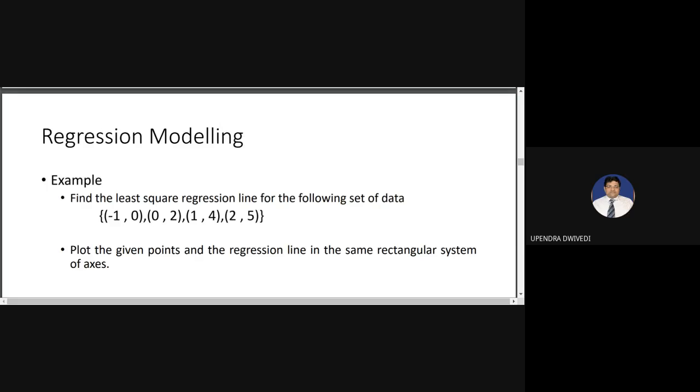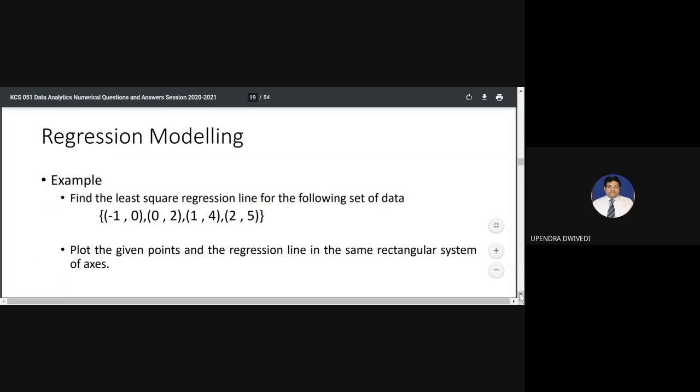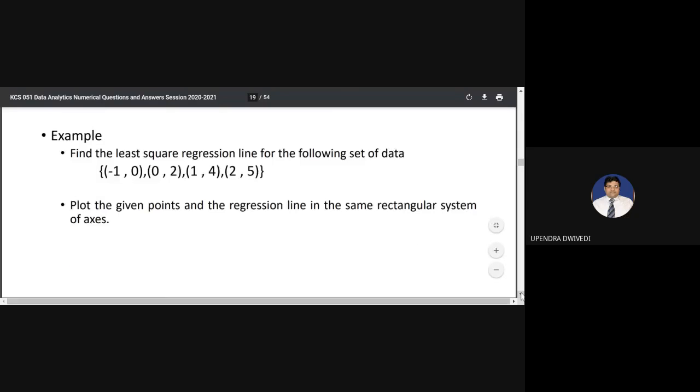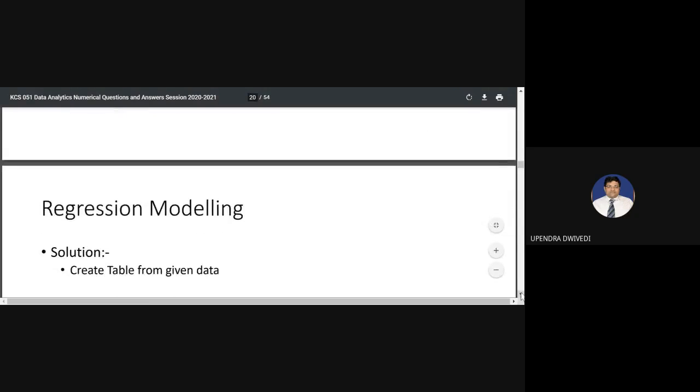Now you have to plot the given points and the regression line in the same rectangular system of axes. So we have to find the regression line for these given data points, as well as plot the equation. We'll use the Python Jupyter notebook to plot the equation. Let me go to the next slide.